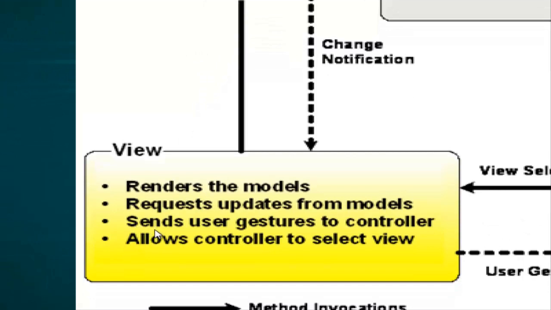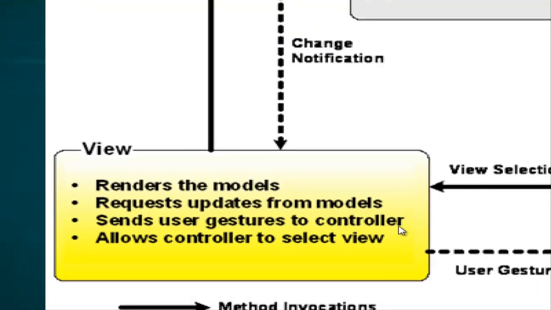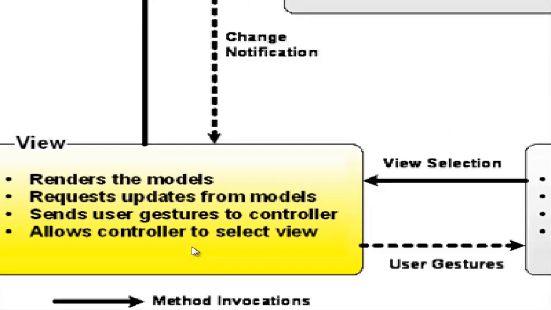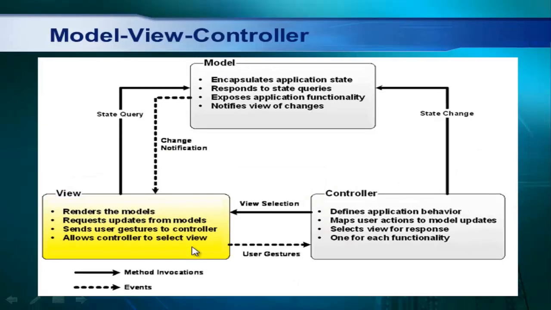Okay. If the user has clicked on any button, that's a gesture. It sends that gesture information to the controller and allows the controller to select a view. So if the user is not happy with the one menu, and if the user says I want to see something else, the user goes to the other form, then the other view has to be changed. In an application, there will be many views.